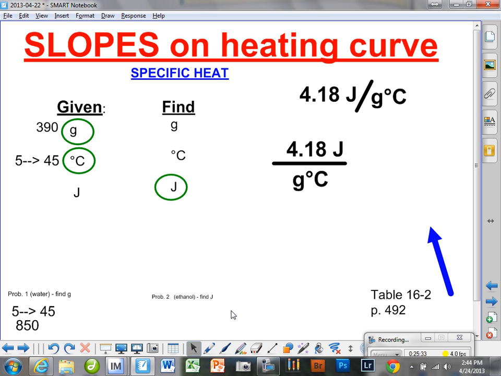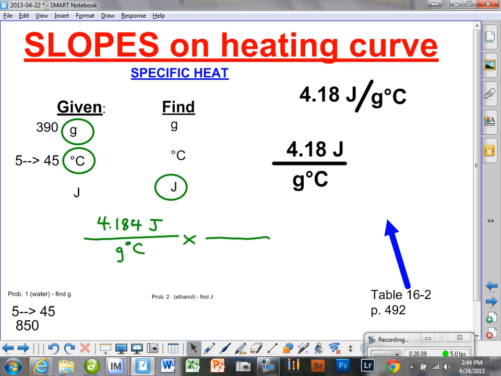So let's watch this go. We've got 4.184 joules over grams degrees centigrade. I hope you're writing this down. You want to write this down because this will help you in solving your do now. Okay? Now I've got to deal with our degrees centigrade. Daisy, could you tell me how to deal with degrees centigrade? How am I going to put that in the next fraction? What was my temperature change? Yeah, what's the temperature change? It changed to 45. What was the temperature change itself? 45 minus 5.